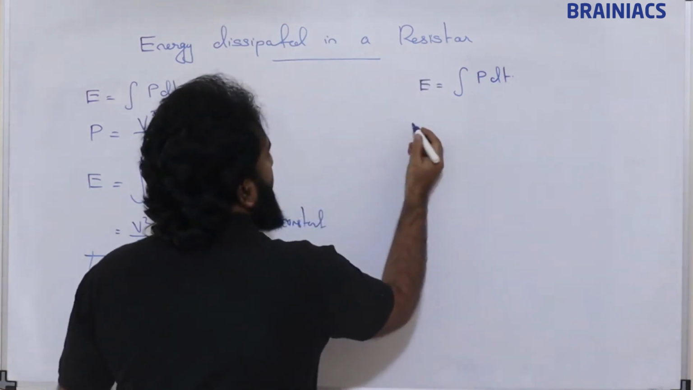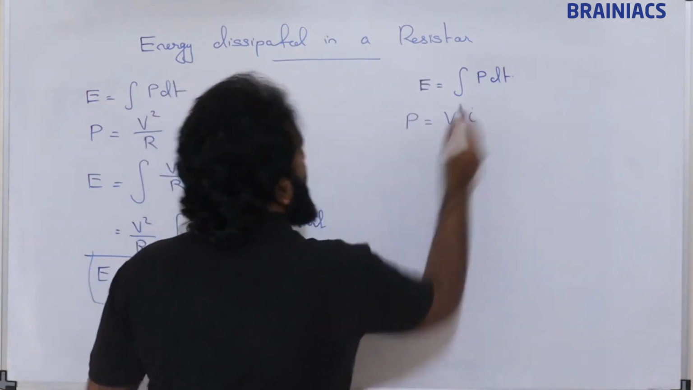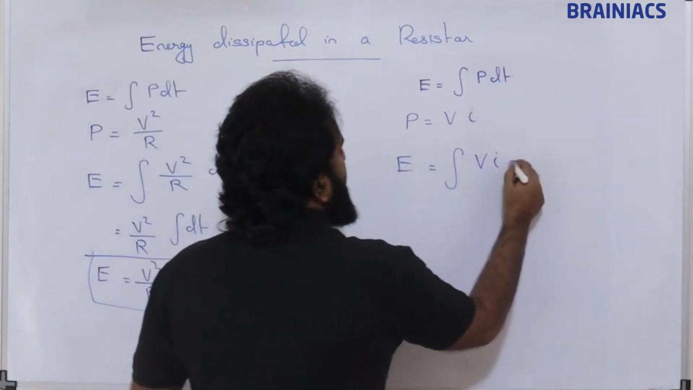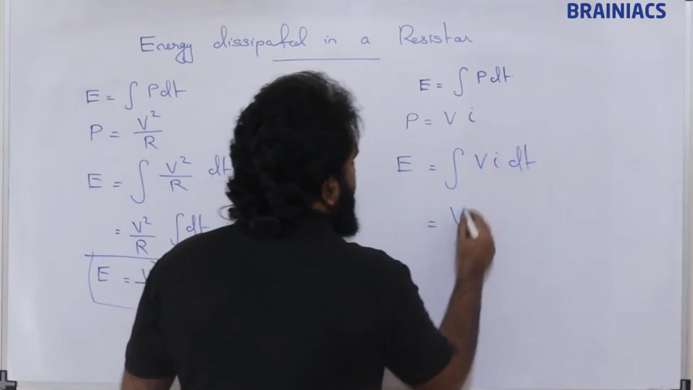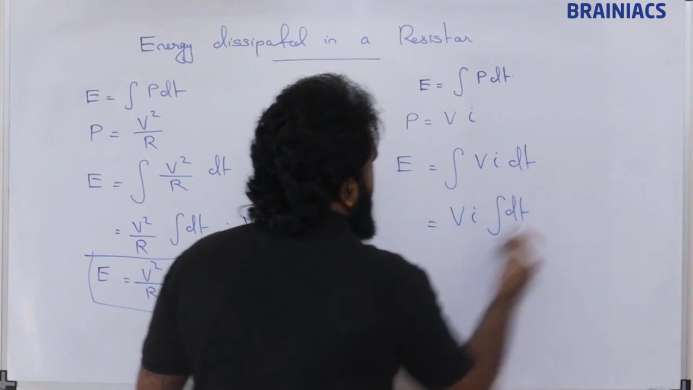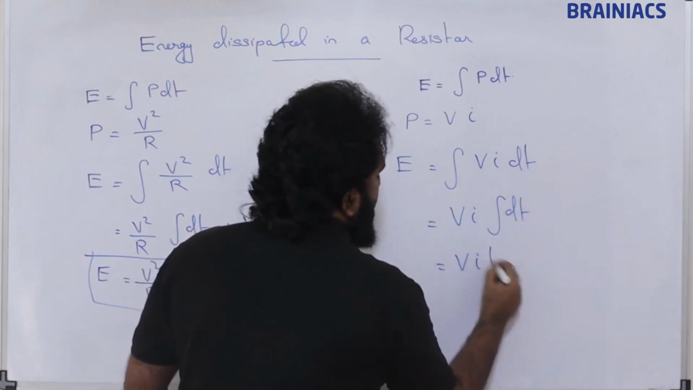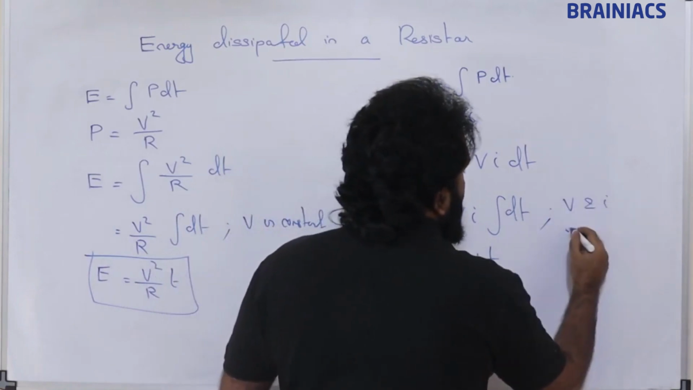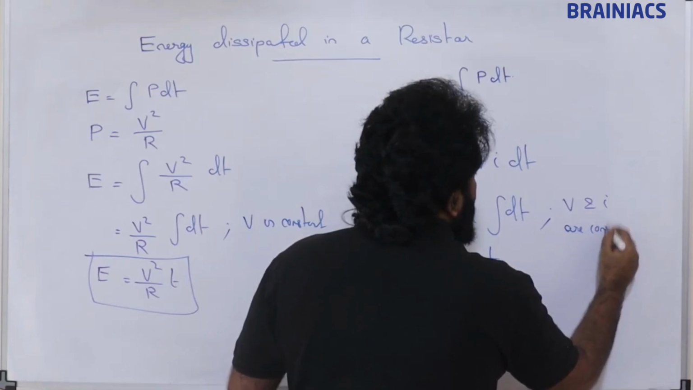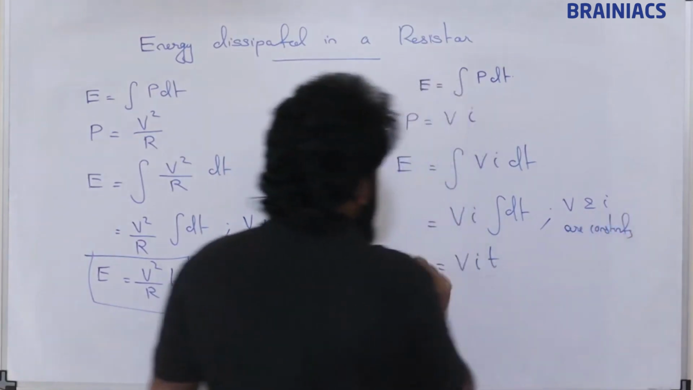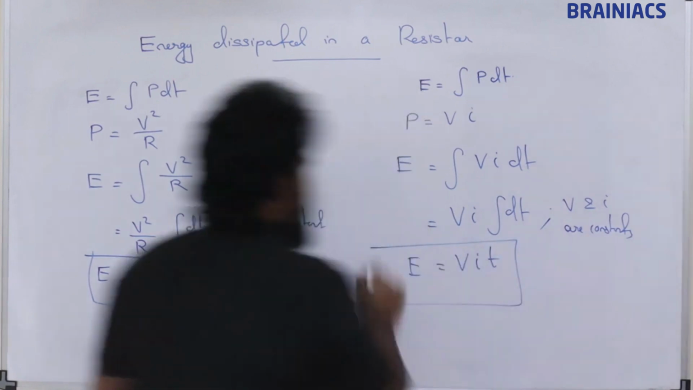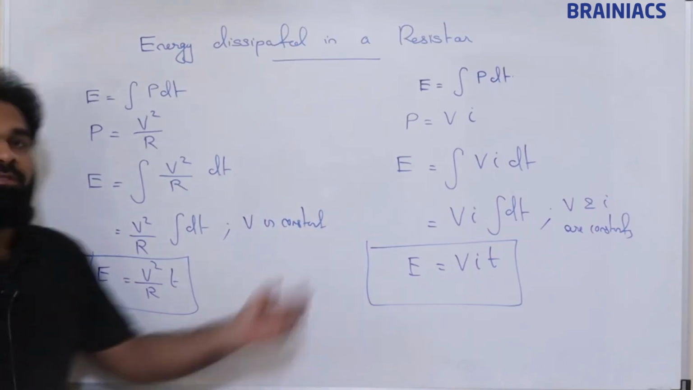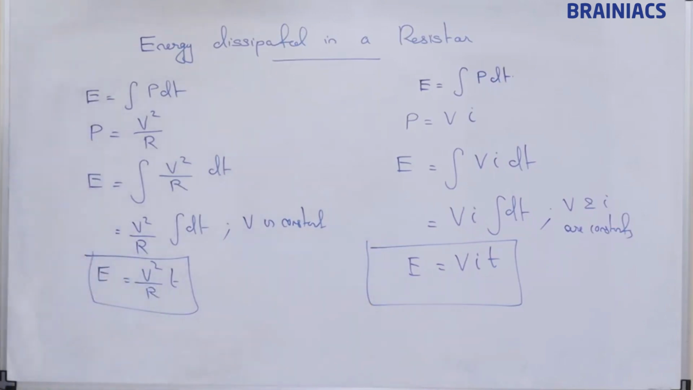Here again, suppose power P is equal to VI, we substitute E is equal to integral VI dt. So I can take VI outside the integral of dt. So this is going to be VI t, but with one condition: V and I are constants. Then this formula is valid. So these three formulas are valid if the respective voltage or current we are using is constant.